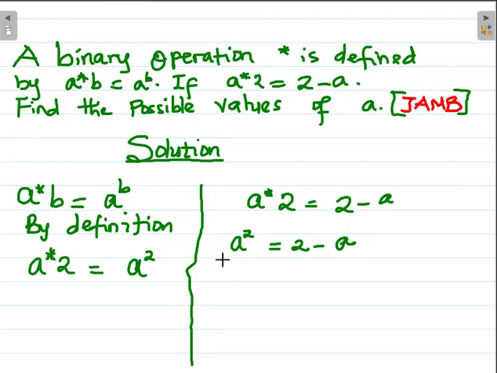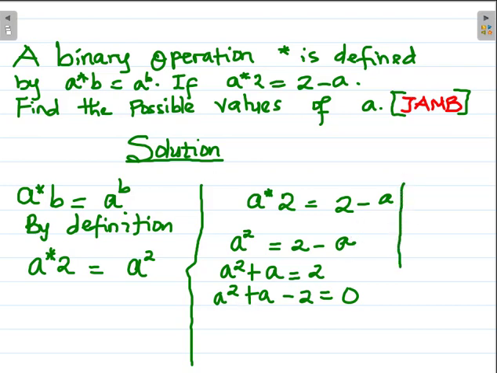Now if we bring A to this side, we have A squared plus A is equal to 2. But then we can have A squared plus A minus 2 is equal to 0. Now this is a quadratic equation. We're going to solve this quadratic equation to find the values of A by the method of factorization.